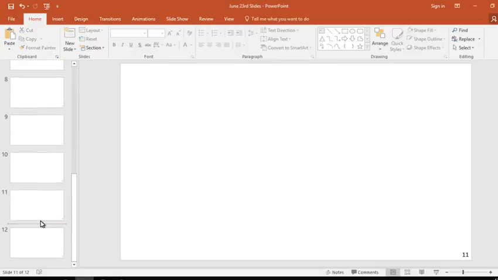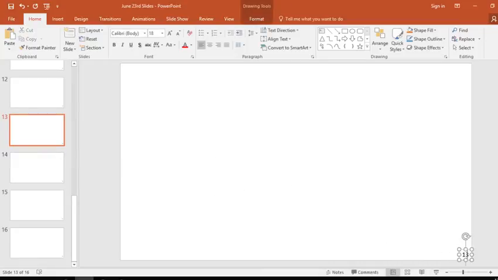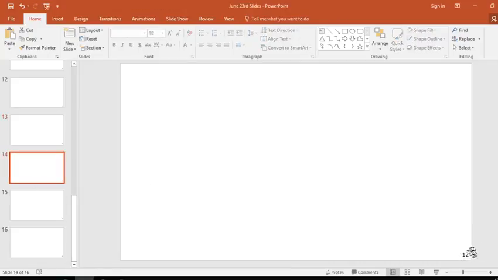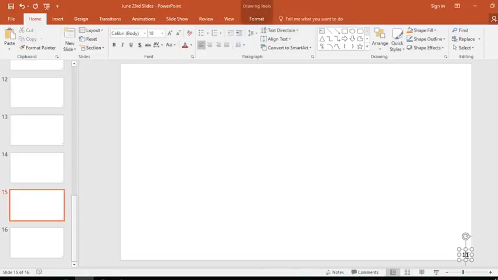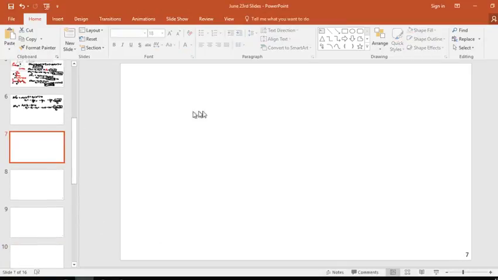Better add some more pages here. Let me just adjust this really quick. I'm going to call this 13, 14, 15, and 16. Okay, just in case I need more pages, because we've got a lot of notes today.